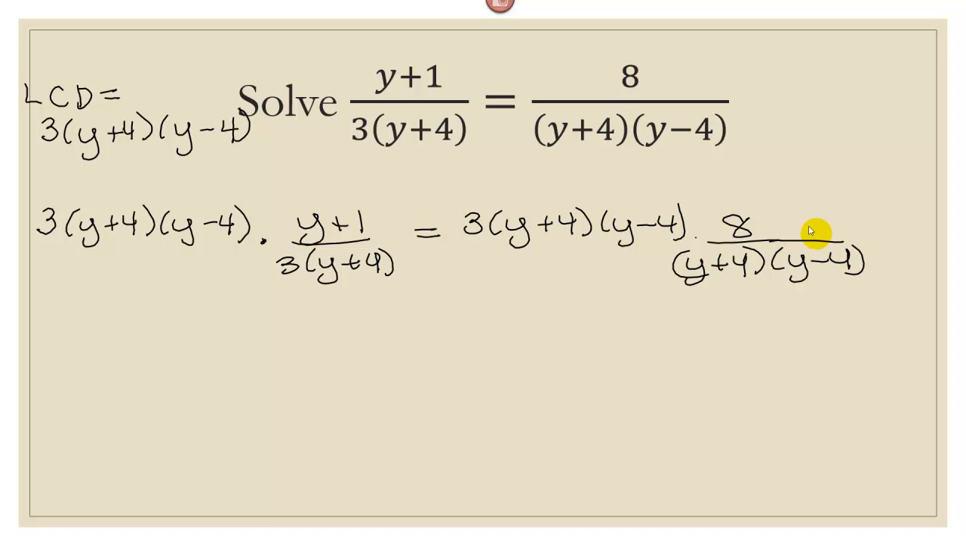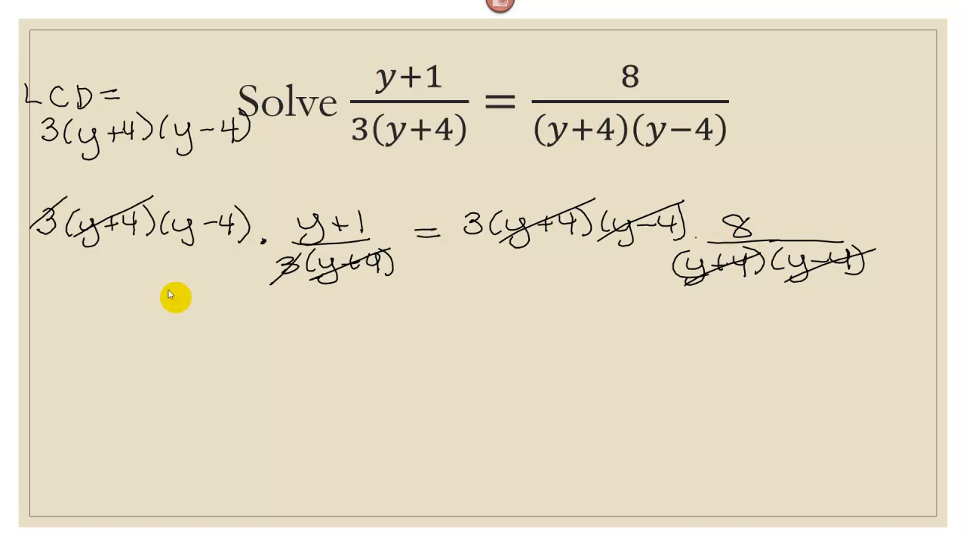All right. Again, at this stage, all the denominators should go away. They should cancel. If they don't cancel, that means something went wrong. And that's our point of doing this whole LCD technique, is so the denominators go away. So let's see here. The 3's will cancel. The y plus 4's will cancel. The y plus 4's will cancel on the right, and the y minus 4's will cancel on the right. So all the denominators went away.